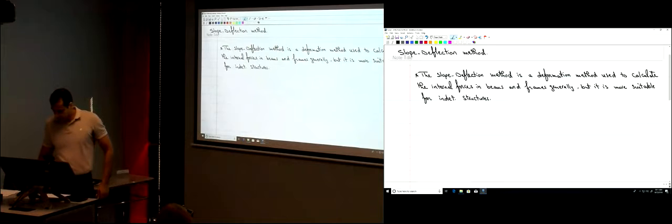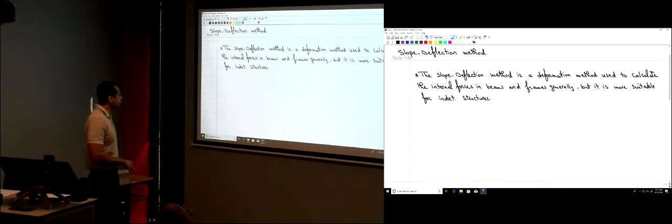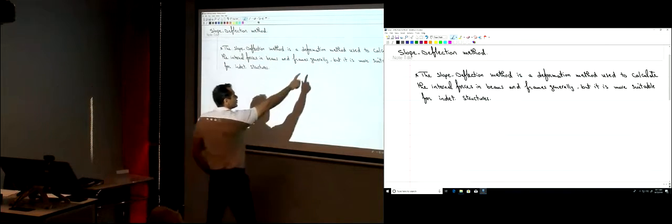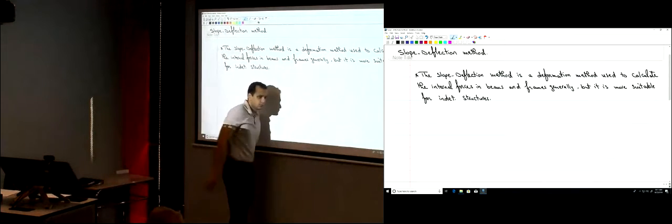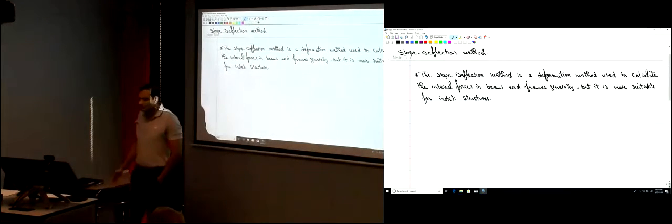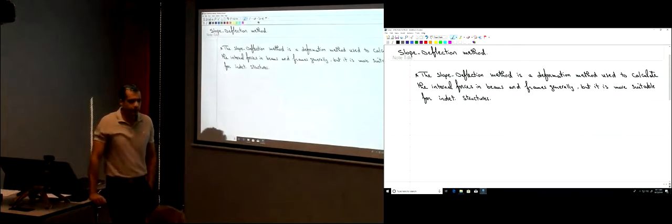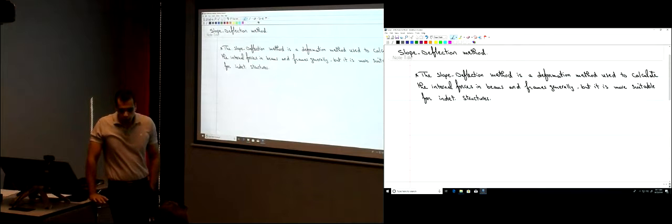So here, in this definition that we wrote, the slope deflection method is a deformation method, okay? What do we mean by deformation method? To solve indeterminate structures, we have two categories of methods that can be used. One is deformation methods, and one is force methods. What's the difference between those?